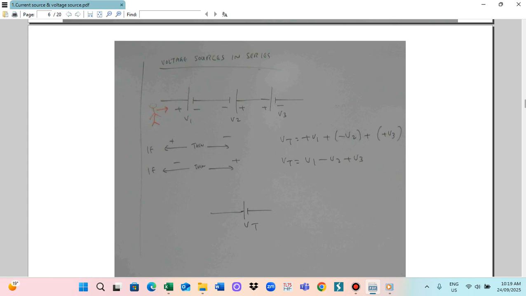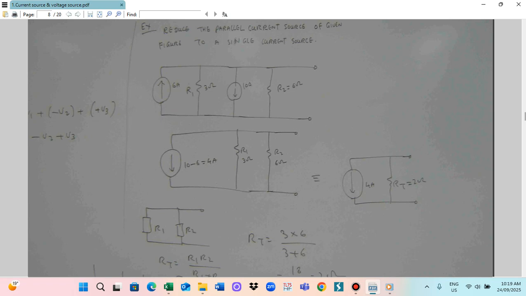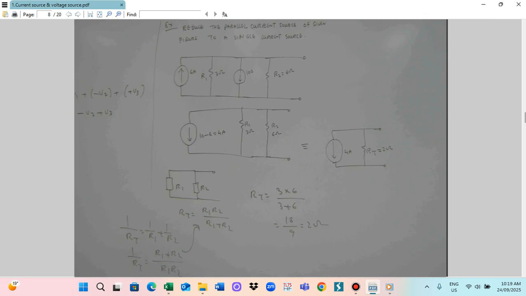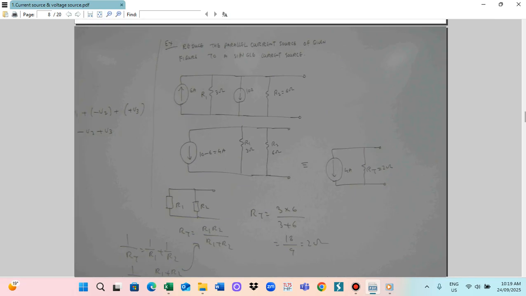So convert them to two current sources. A 6 ampere current is going outward and a 10 ampere current is going downward. In this case, the downward current is greater than the outward current. To find the total current, that will be 10 minus 6, and the direction will be downward. So you can combine the two current sources into one. The total current is 10 minus 6, so 4 ampere, going downward.